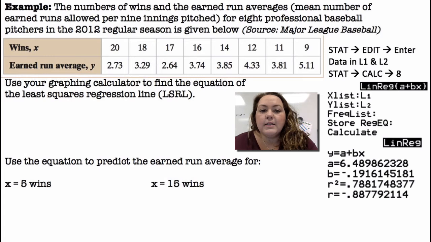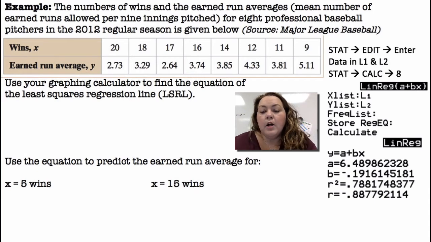Our first example: the number of wins and the earned run average, which is the mean number of earned runs allowed per 9 innings pitched, for 8 professional baseball pitchers in the 2012 regular season is given below. X is our wins and Y is our earned run average. We're going to use the graphing calculator to find the equation of the least squares regression line, abbreviated LSRL, which is the equation for your line of best fit.